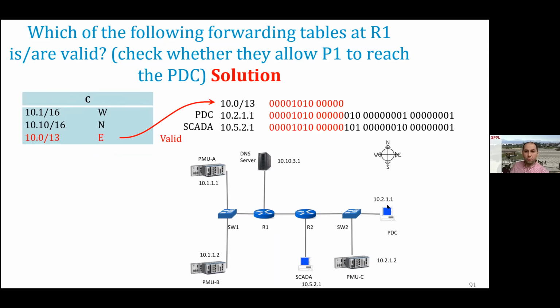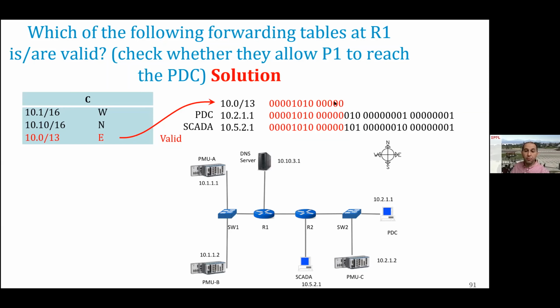Forwarding table C. We don't have a match with the first entry. We don't have a match with the second entry. But with the third entry, we need to think about it. So let us transform it into bits to see whether we have a match or not. So the 10.0/13 corresponds to this prefix. Let us transform the IP address of PDC into bits to see whether they match. So this is the IP address of the PDC, and we see that we have a match here.